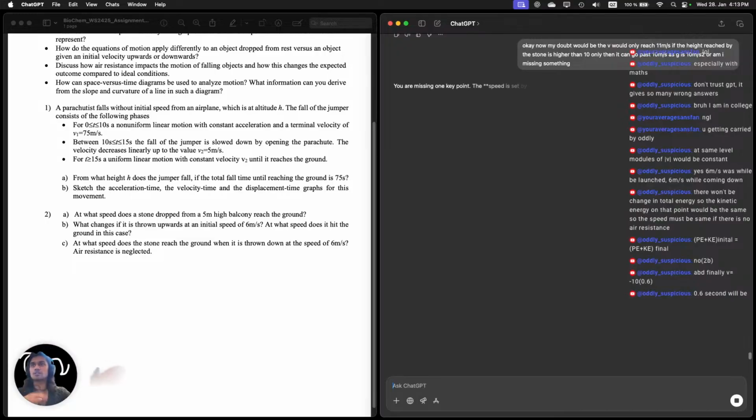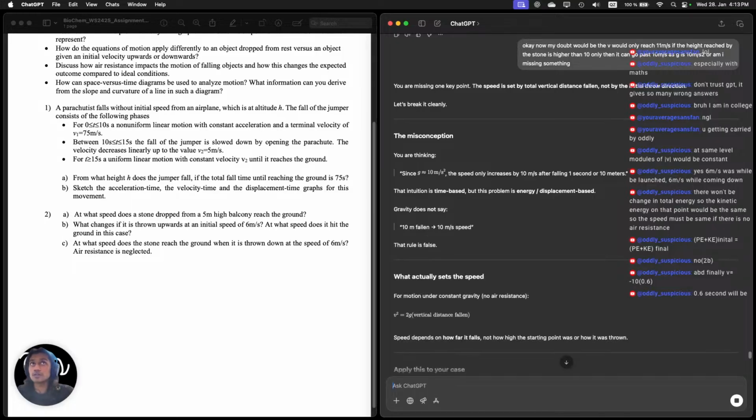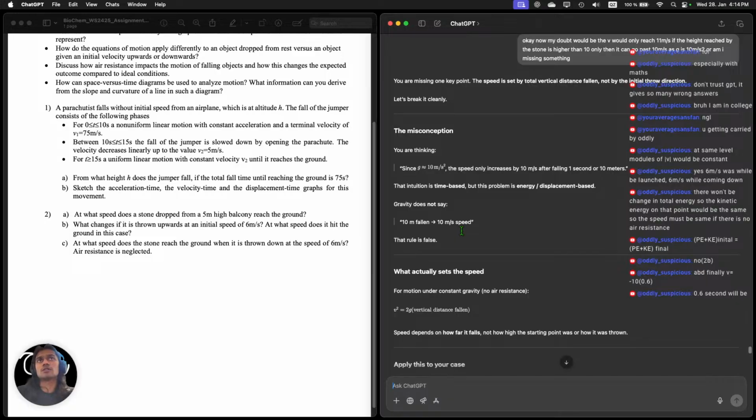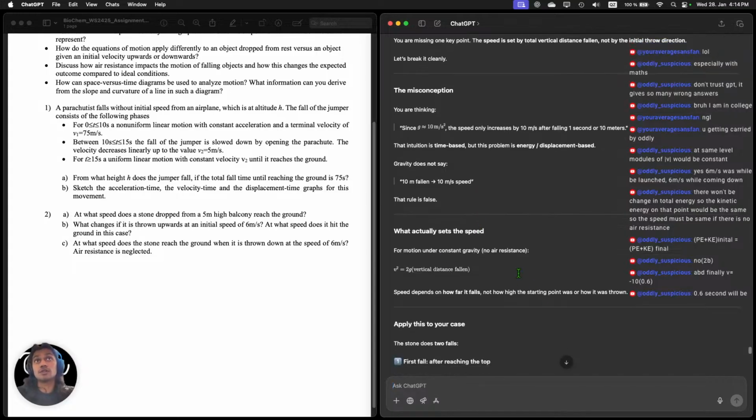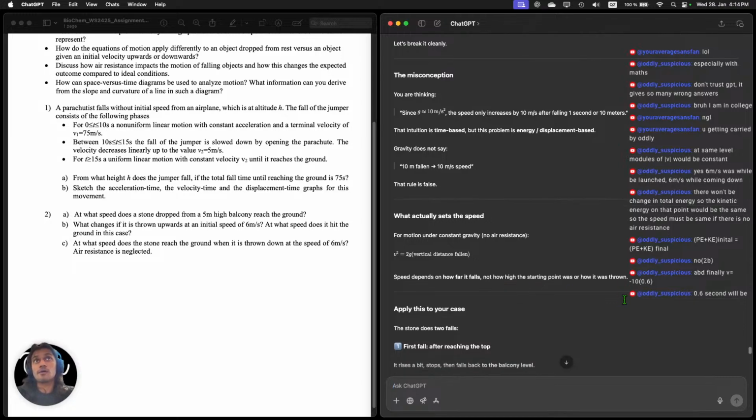I would say these belong to simple math, so you're missing one key point. The speed is set by total vertical distance fallen, not by the initial throw direction. Yeah, I know. Misconception: the speed only increases by 10 meters per second after falling 1 second or 10 meters. The intuition is time based, but in this problem, it's energy and displacement based. Gravity does not say 10 meters fallen. That rule is false. Okay. What actually sets the speed for a motion under constant gravity? v squared is equal to 2g. Speed depends on how far it falls, not how high the starting point was or how it was thrown.